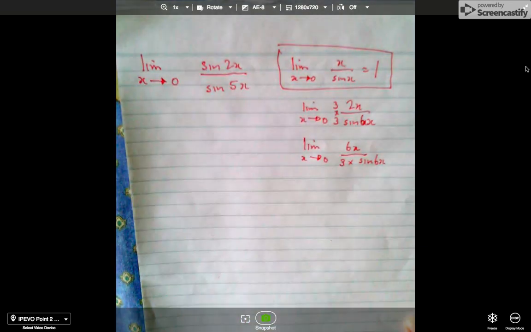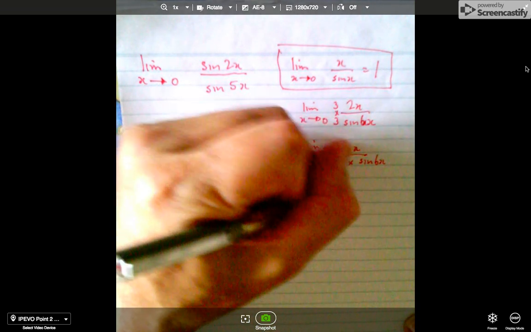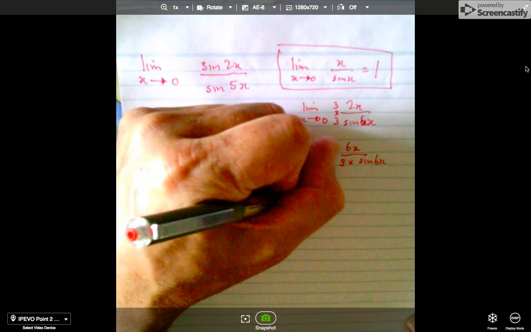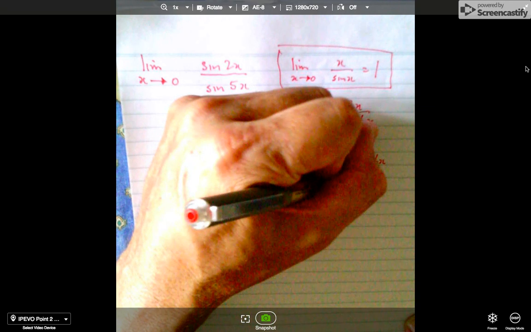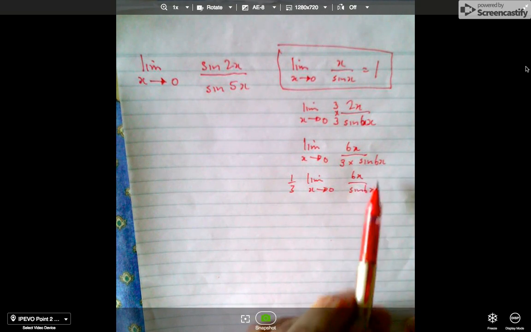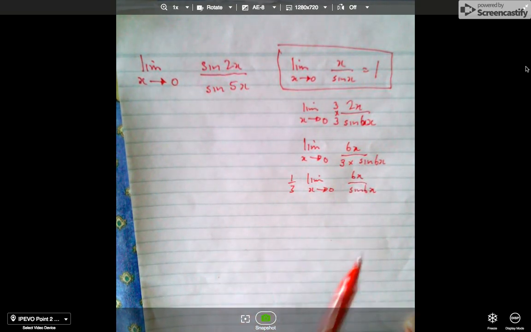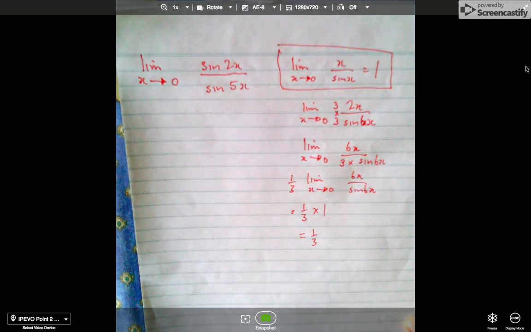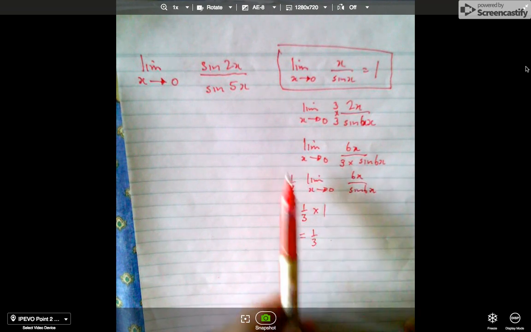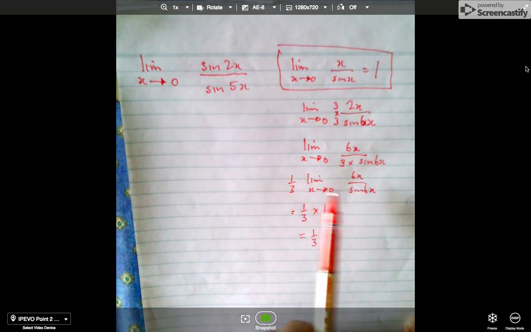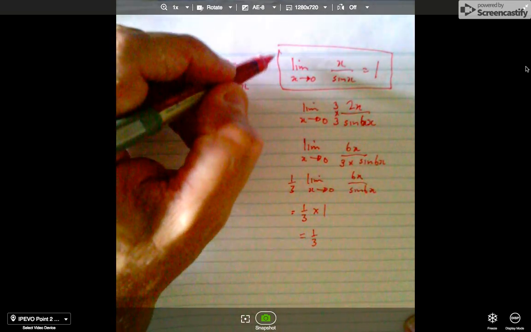Then we've got the limit as x tends to 0 of 6x over 3 times sine of 6x. And here we can say that this is just going to be 1/3 of the limit as x tends to 0 of 6x over sine 6x. And this is 1 because we've got a 6x and a 6x. So this is just 1/3 of 1, which equals 1/3. And why could I take out this 1/3? That's one of those rules that if it's multiplied by a constant, you can take it out of the limit.